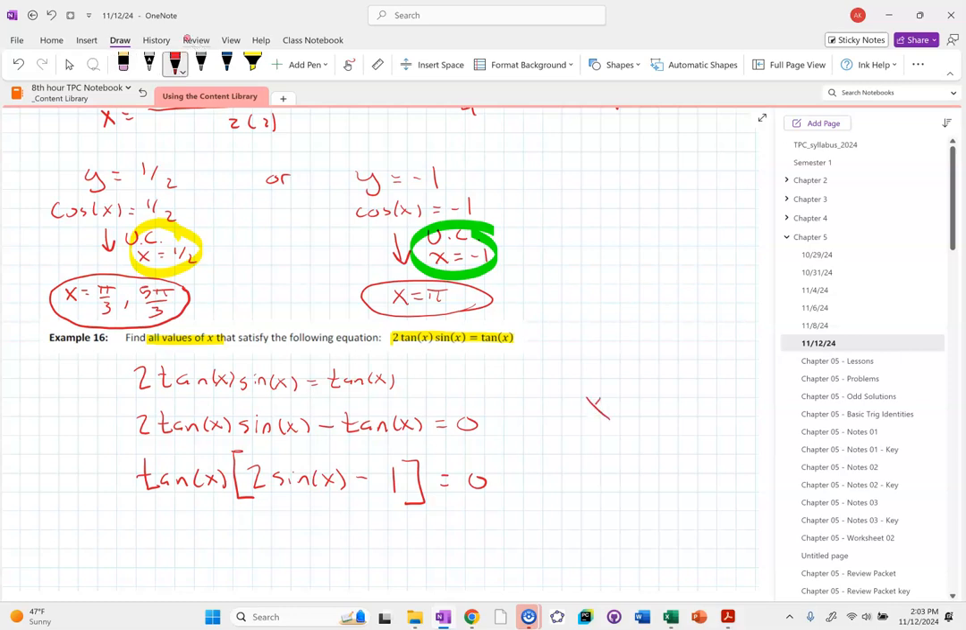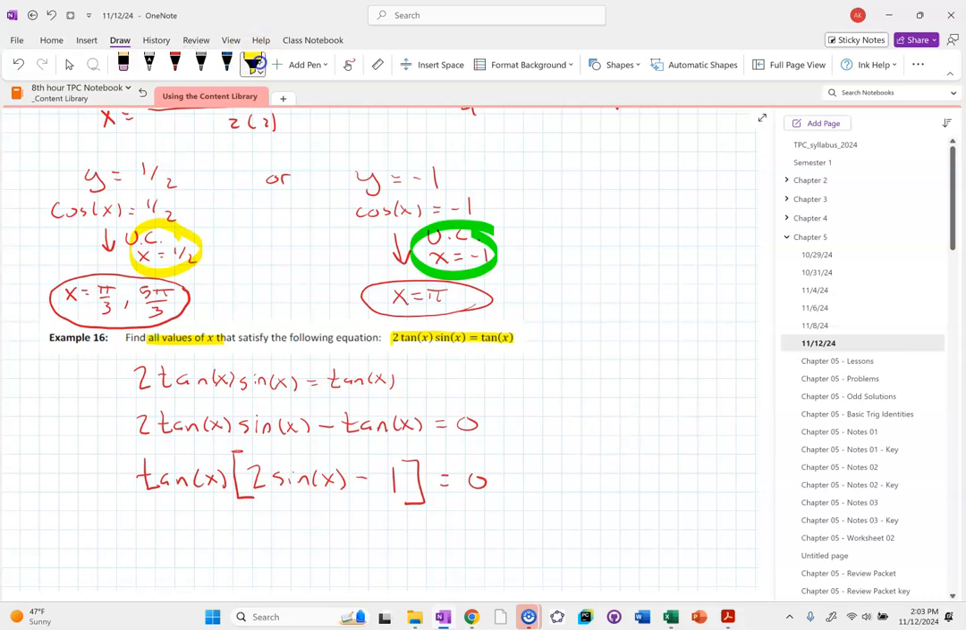Like if I had 2xy minus x, I can just factor an x off, right? It's the exact same thing. Instead of x's and y's, I have sines and tangents. Sure. Yeah? You see it now?